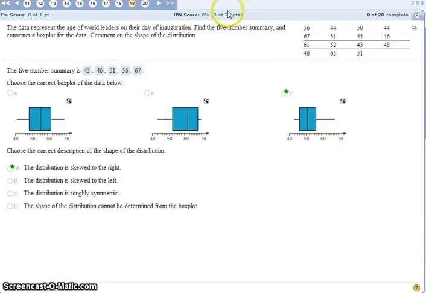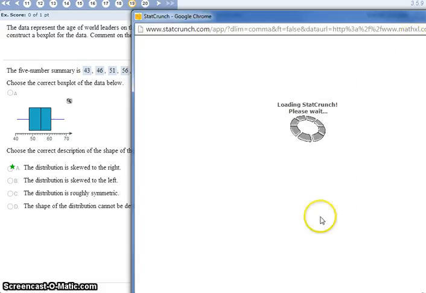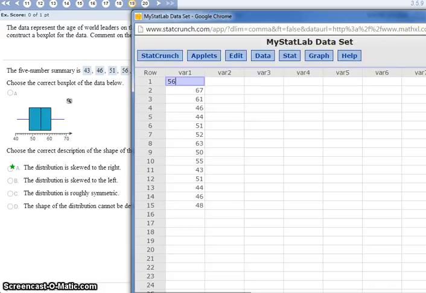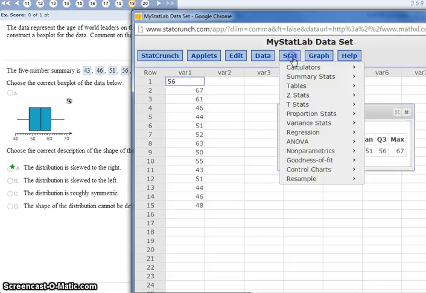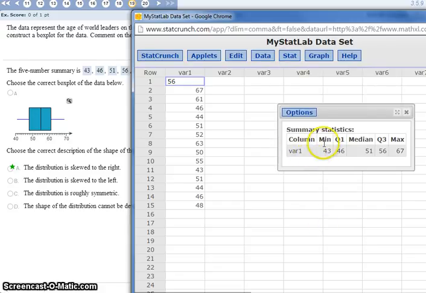19, we have data, and it wants the 5-number summary. So the 5 numbers are the minimum and the maximum, the first and the last, and then Q1, Q2, and Q3. So again, open that in StatCrunch. And then like we've done previously, go through Stat, Summary Stats on the column, and the ones you want to select are the minimum, Q1, Q2 is the median, Q3, and then the max. And you get your 5-number summary here.